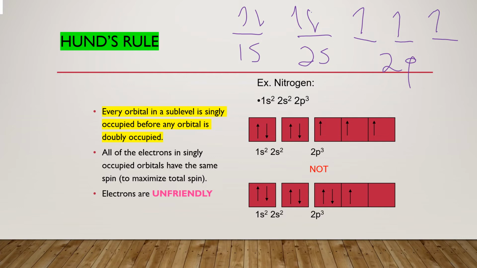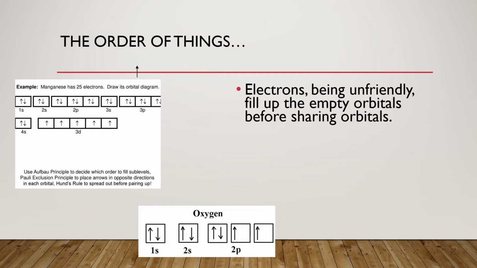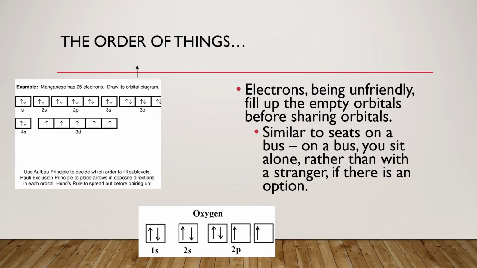They are going to fill in these last orbitals all by themselves before they even think about doubling up, and they all have to be facing the same direction. That's Hund's rule. It's telling us that electrons don't like to hang out with other electrons. A good example of this is seats on a bus. If you don't know anyone, you're going to sit in an empty seat before you sit beside some stranger, right? Well, most of us are. That's the same thing with electrons. They're going to take the empty seat within a sublevel instead of sitting next to a stranger.